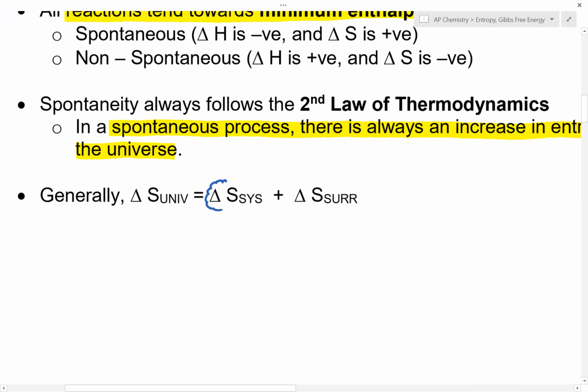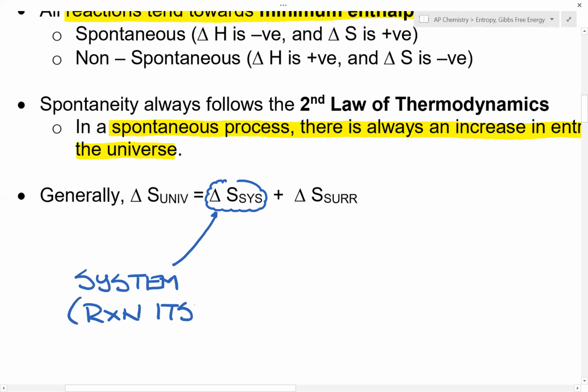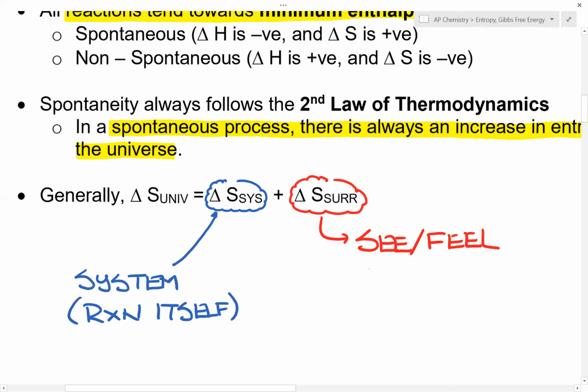Again, notice the term system. When we talk about the system, we're talking about the reaction itself. And when we talk about the surroundings, this is what we see or feel. These are our observations.